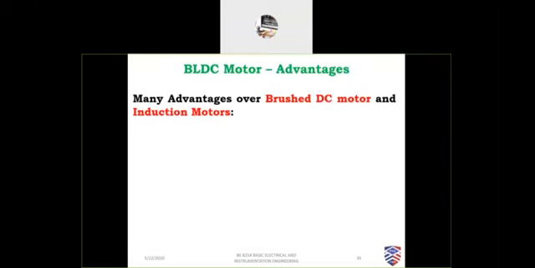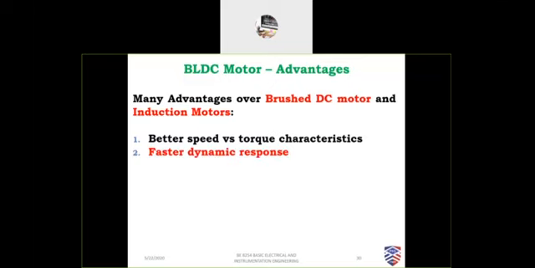What are the advantages we have over the DC motor, induction motor? One, better speed versus torque characteristics. Two, faster dynamic response. That means time constant is very less. Given the input, it will be activated.